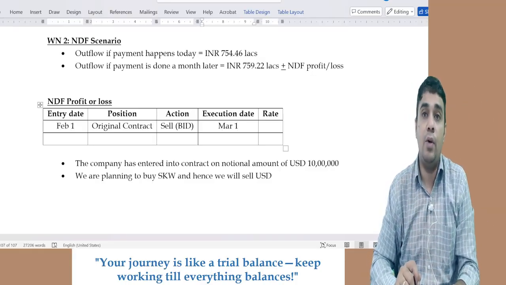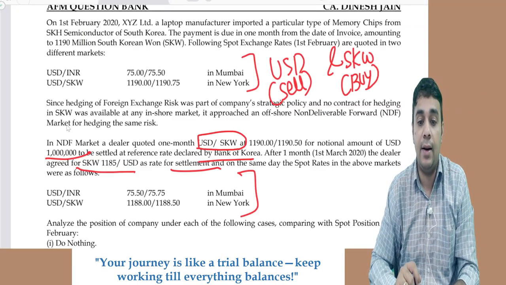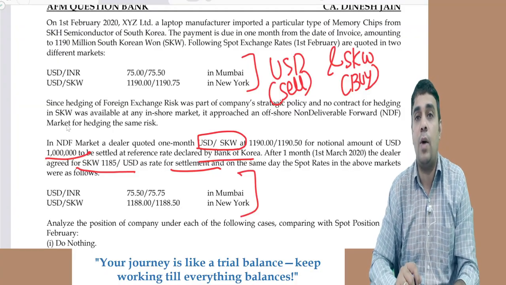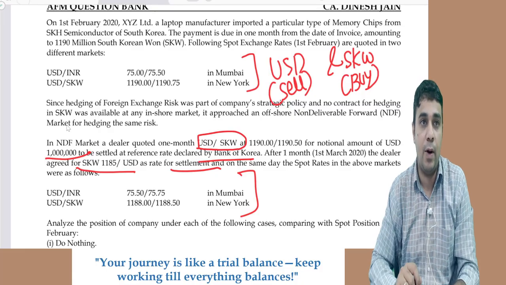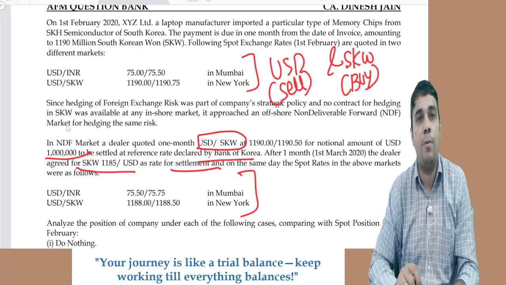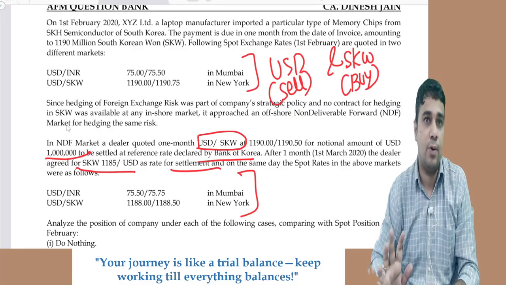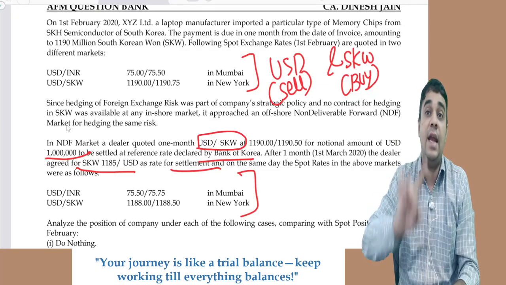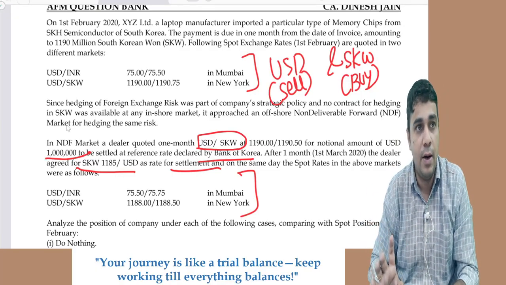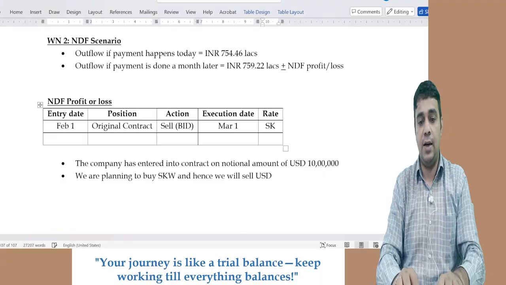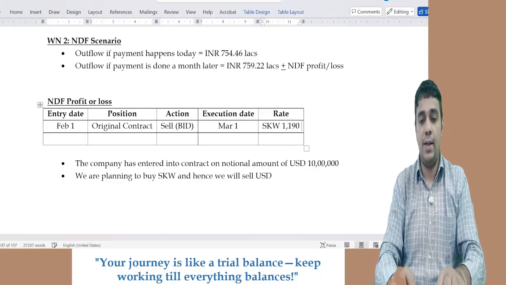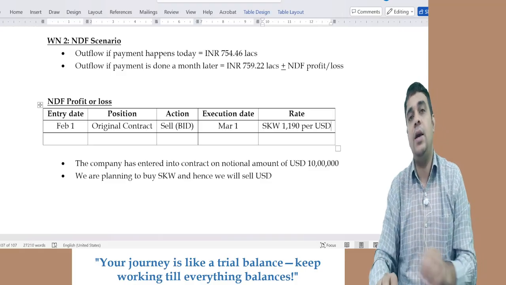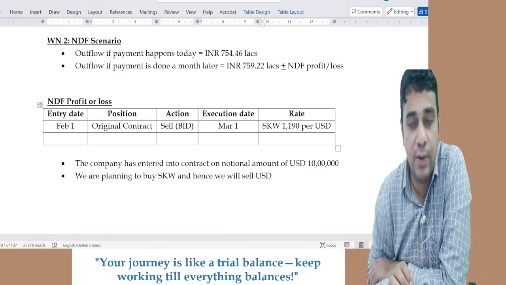They have entered into a contract at the bid rate. At the bid rate, the dealer gave me 1190 and 1190.50. I entered at 1190. What is that 1190? SKW per USD. The rate is SKW 1190 per USD. We are selling the product currency, hence we entered into a sell contract.